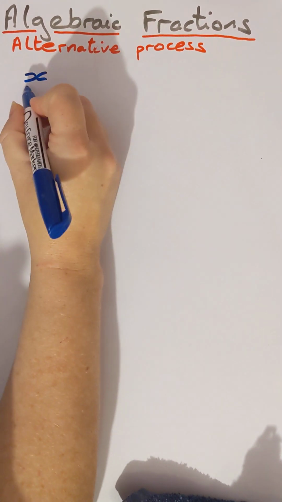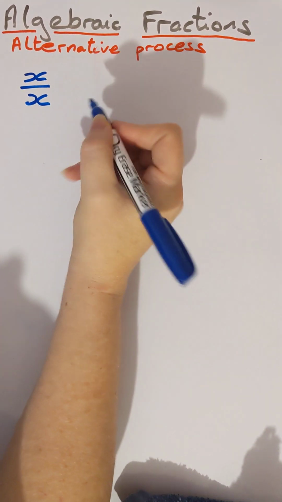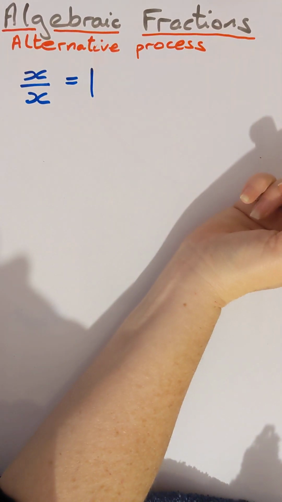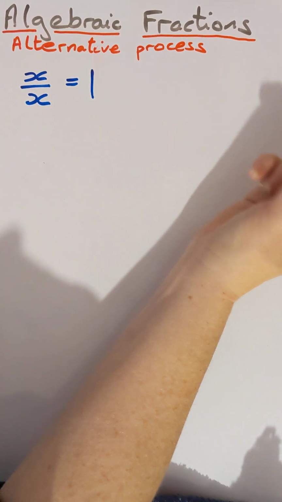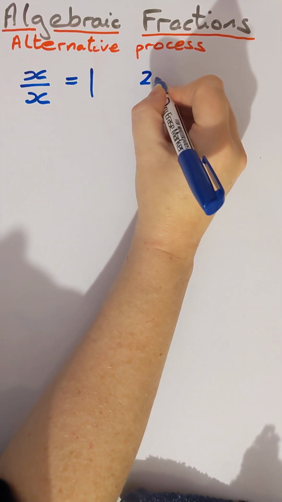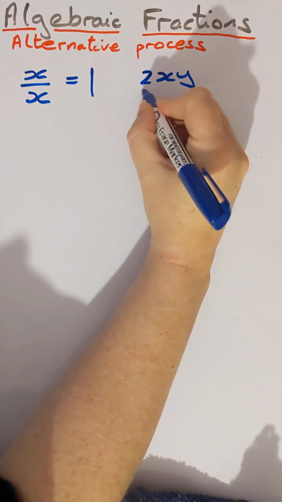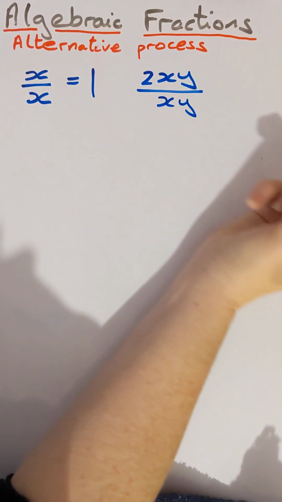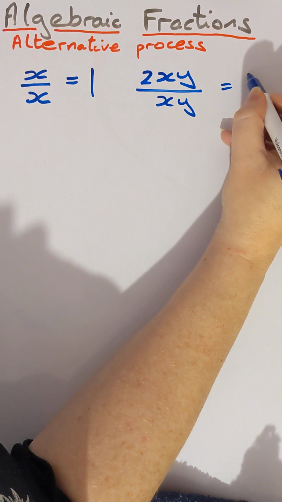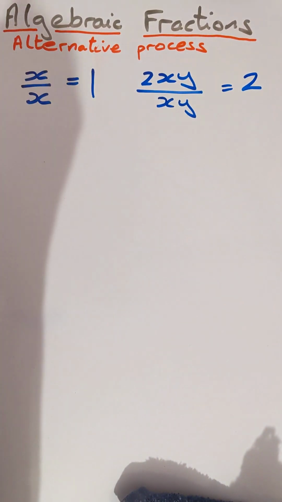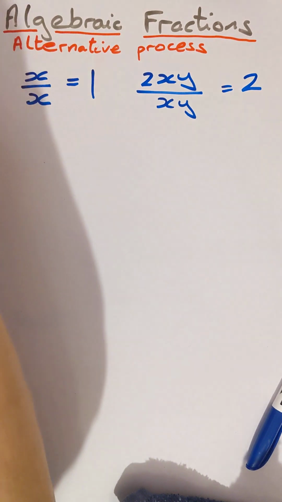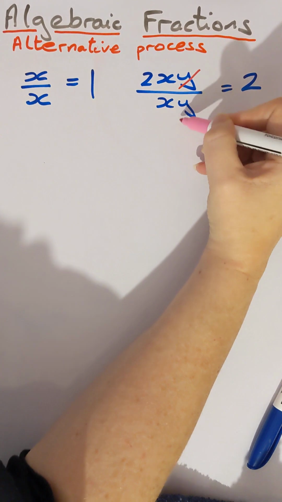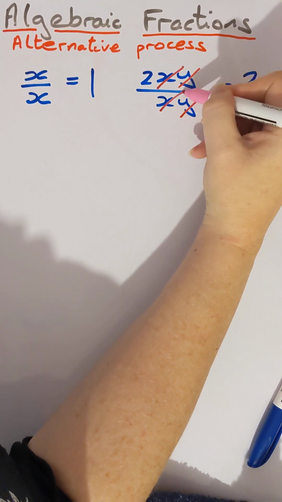If we have a number on the top of a fraction, the same number on the bottom of a fraction, we have a whole. If we have 2xy over xy, then we have 2. And the reason for that is because we can cancel down by y and cancel down by x.